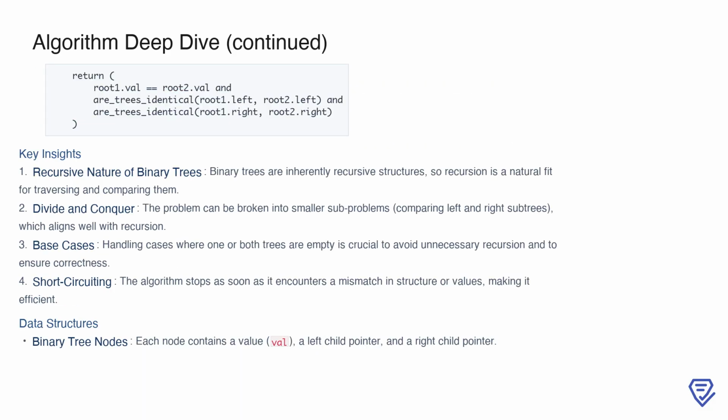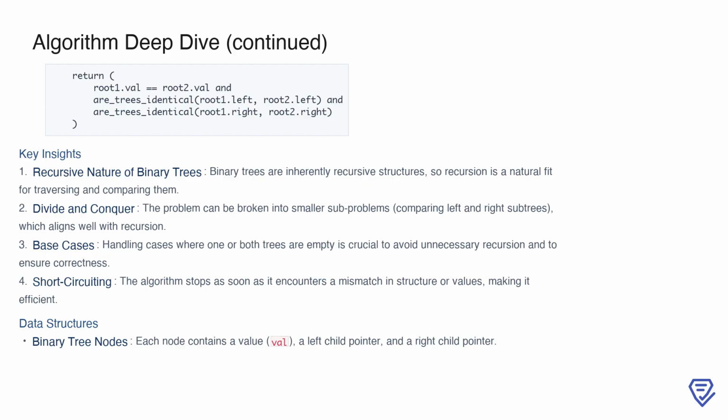This final return statement in the pseudocode combines all the conditions we discussed. It checks that the current node values are equal and that both the left and right subtrees are identical by making recursive calls. This highlights the recursive nature of binary trees. They are naturally suited to recursive algorithms because each subtree is itself a binary tree, allowing us to solve the problem in smaller chunks. This approach follows the divide and conquer principle. We divide the problem into smaller subproblems, comparing the left and right subtrees, and solve each one recursively.